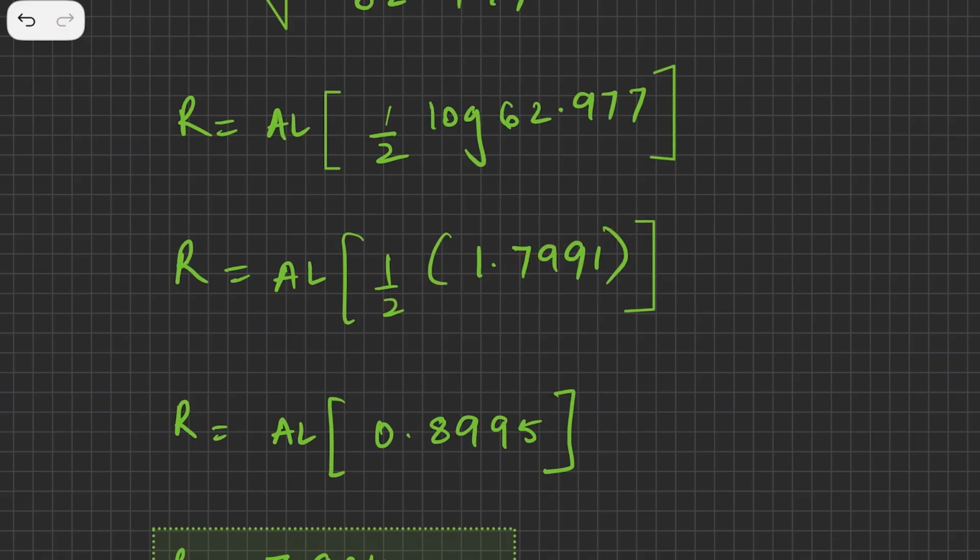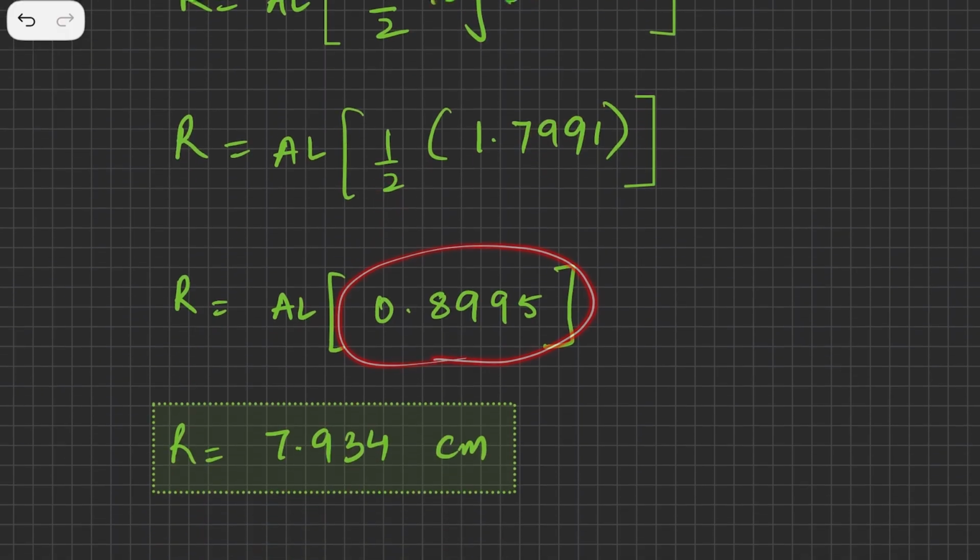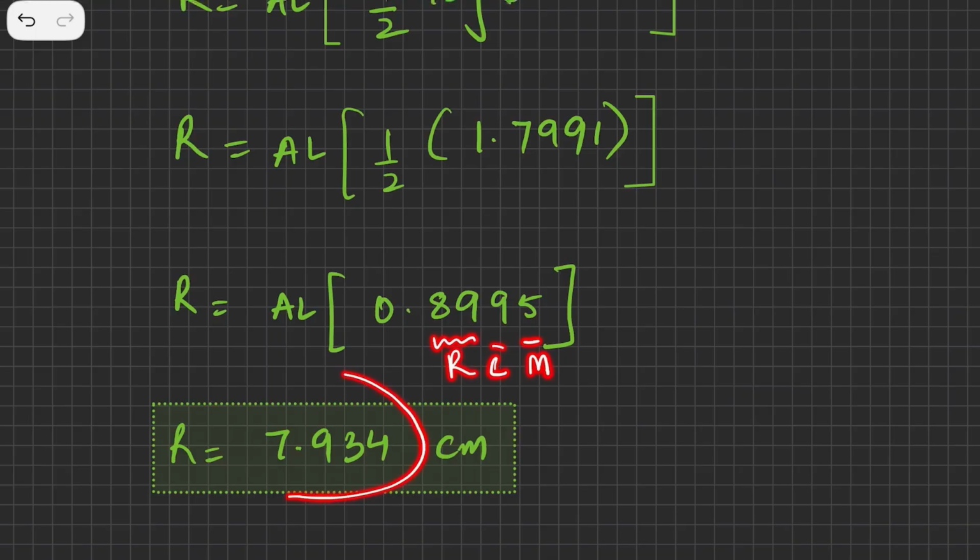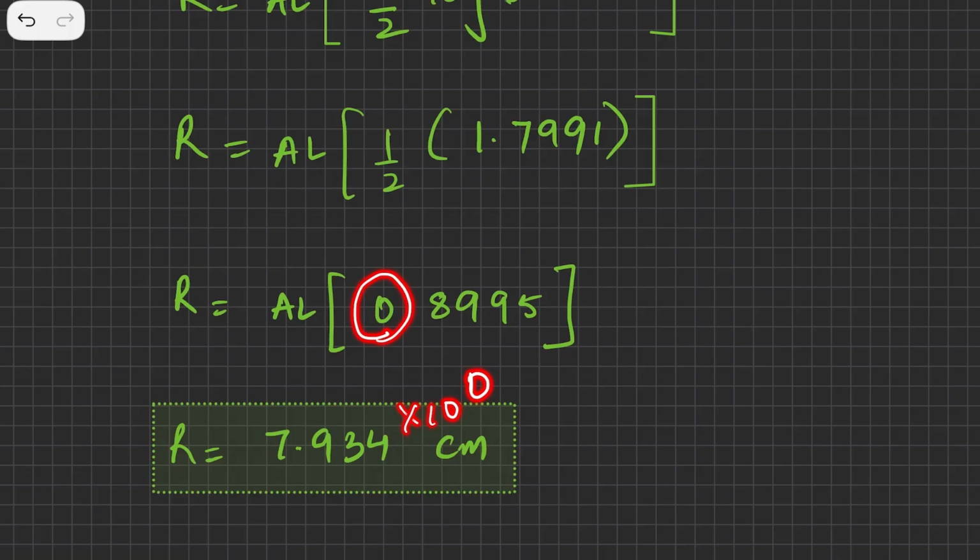Halving this, you will get 0.8995, and for antilog you always begin with the numbers behind the decimal. So you need to look at row number 89, column number 9, and mean difference 5, and there you get 7934. The decimal point always goes after the first digit, and into 10 raised to whatever the characteristic is, you put that in the power. So 10 raised to 0 is 1, and 1 we don't write.